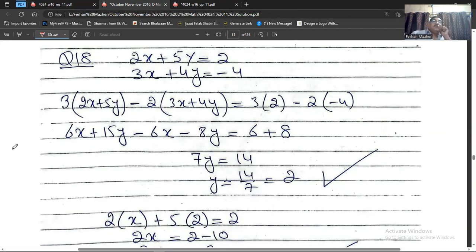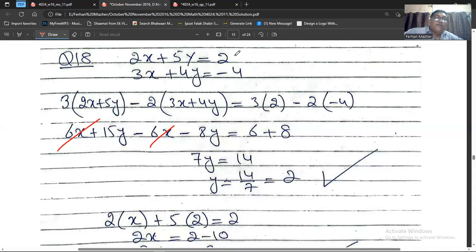Okay, so you will have 3(2x plus 5y) minus 2(3x plus 4y) equals 3(2) minus 2(minus 4). So you will have 6x plus 15y minus 6x minus 8y equals 6 plus 8. So you will have 7y equals 14, y is equal to 14 by 7, and that will be 2. So now you have the value of y.